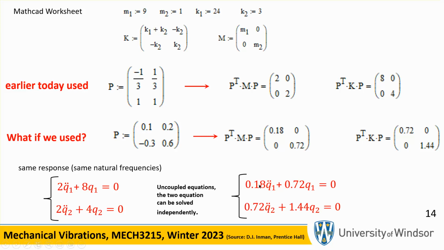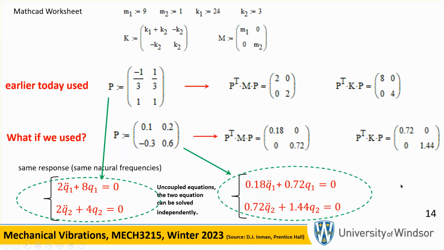If you multiply this thing by 0.9, wouldn't you get this 0.18? And 0.9 times 8 is 0.72. And over here, if you multiply both sides of this by 0.36, you get this, and you get that. The moral of the story is that these will be different, but the decoupled equations of motion will be the same.